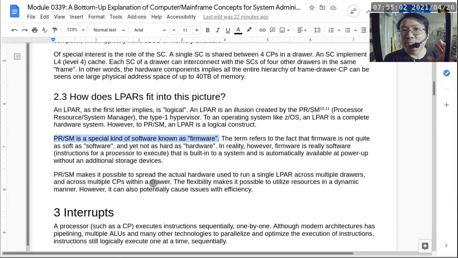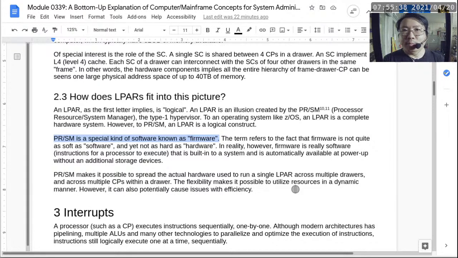And that becomes kind of an issue, because the level 4 cache implemented inside the SC is not going to be as fast as the level 3 cache inside a single central processor. As a result, you're going to have to pay a price when you have a logical partition that is spread across multiple drawers. But that's something that the PRSM management user interface software has to deal with.